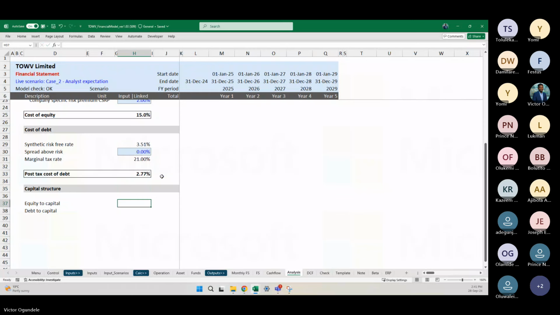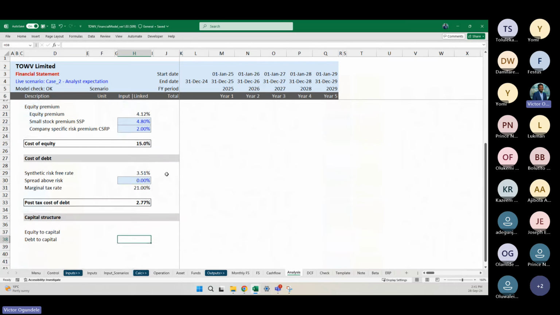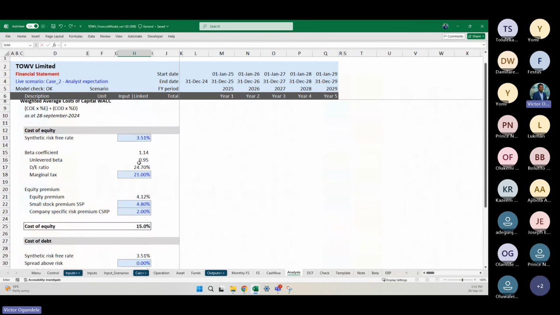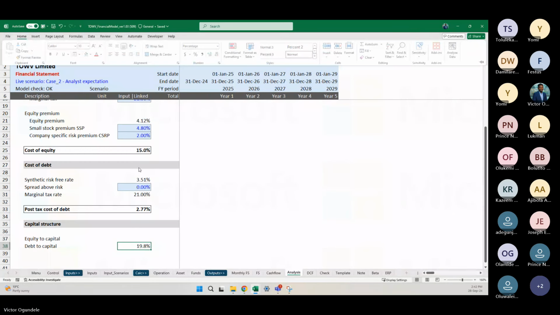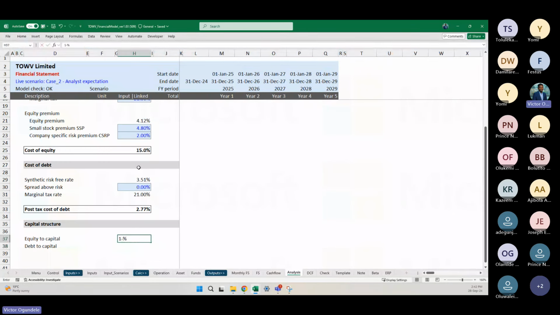Okay, so for my equity to capital, since we have our debt to equity ratio, that means we can get our debt to capital. That will be equal to my debt to equity divided by, open my bracket, 1 plus my debt to equity ratio. That should give us our debt to capital. And to get our equity, that will be equal to 1 minus my debt to capital, and the summation of them should give us 100%.